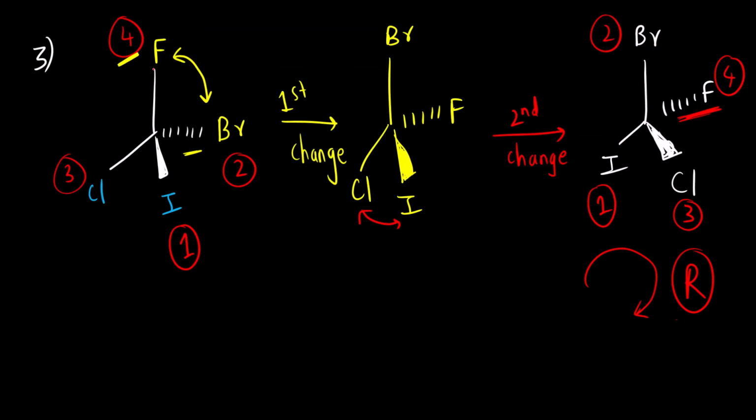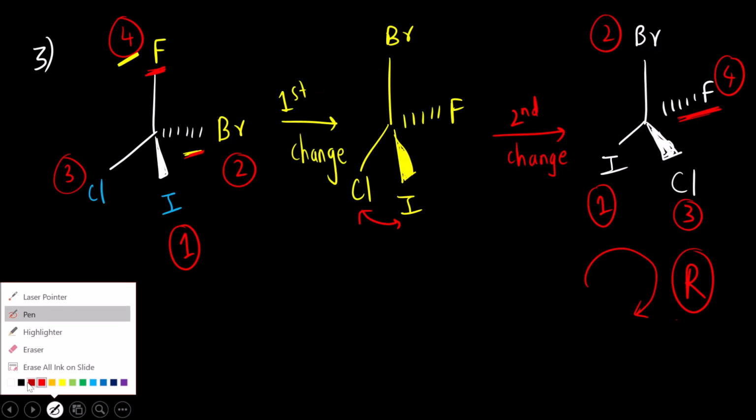We did the interchange such that the fourth priority group, you can bring it to the dash bond because it is easier. You can also bring it to the wedge bond. You will get the same answer. Let us do that and see whether we are getting the same answer or not.